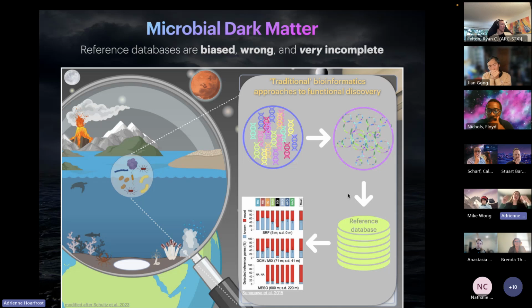And then we try and say, okay, if this sequencing read looks like this thing in the reference database, we're going to say it has the same function or it's from the same bug. The issue is that it's entirely dependent on what you have in your reference database. And so your reference database in biology is extremely biased and also very wrong.